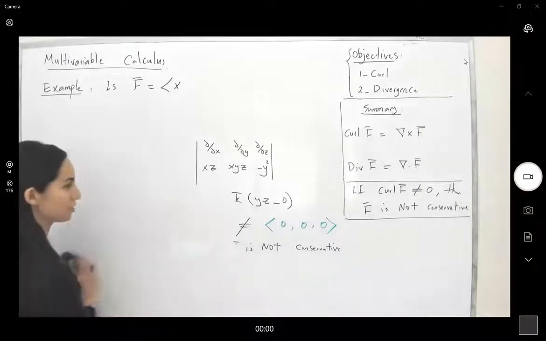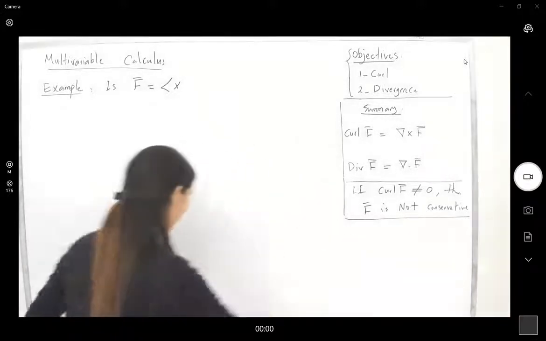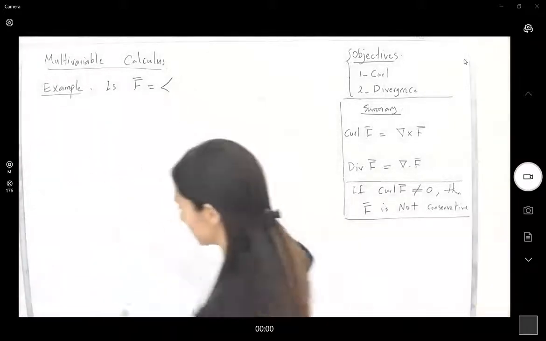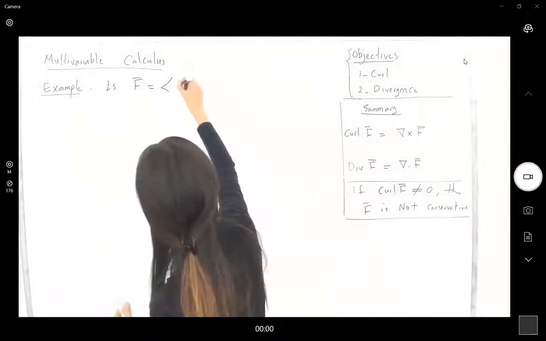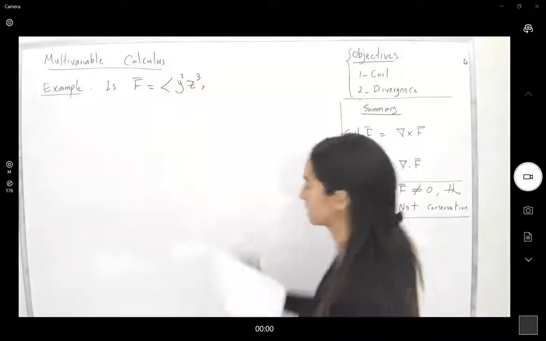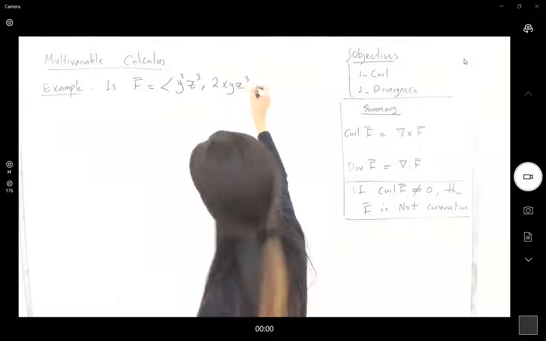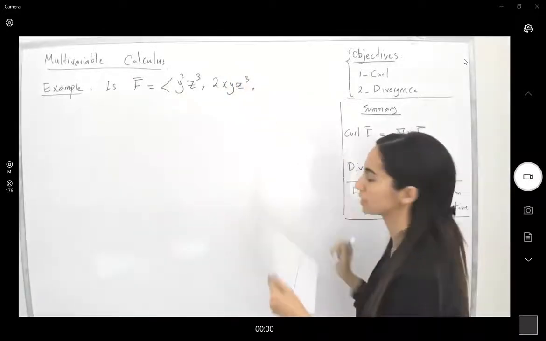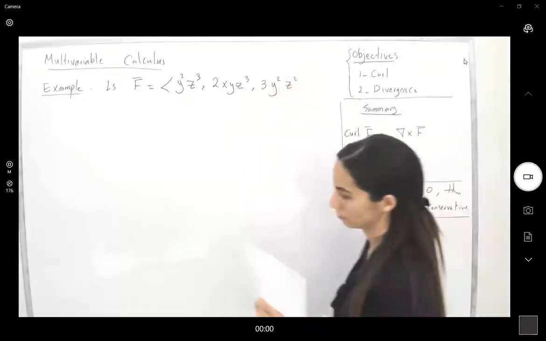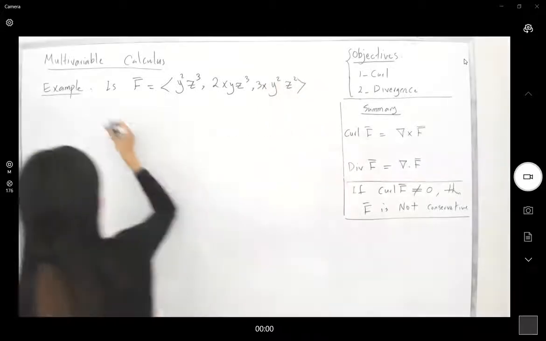So we have another vector field. Now we check to see if we have a conservative vector field or not. So is vector field F, which is given as y squared z cubed, comma, 2xy z cubed, comma, 3xy squared z squared, and it has x next to it, a conservative vector field or not?